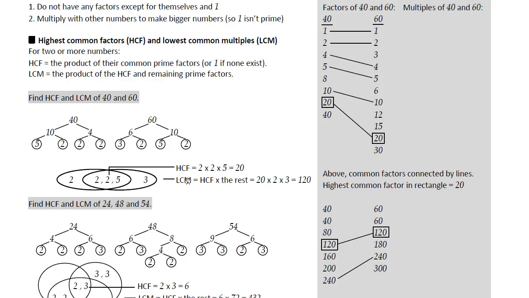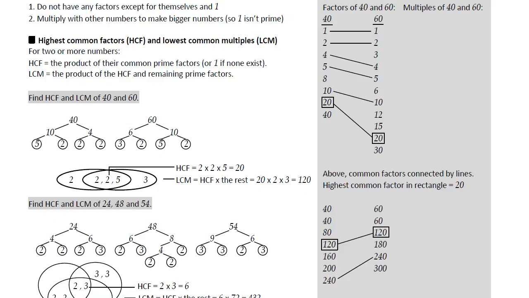And so the LCM, the lowest common multiple, is the HCF, which is this stuff, which makes 20, multiplied by the rest, and the rest are the 2 and the 3 over here. So 2 times 3 is basically 6. 6 times 20 is 120. 120 is the lowest common multiple, which is what we got earlier on over there for 40 and 60. Remember, we're doing 40 and 60, the same numbers.